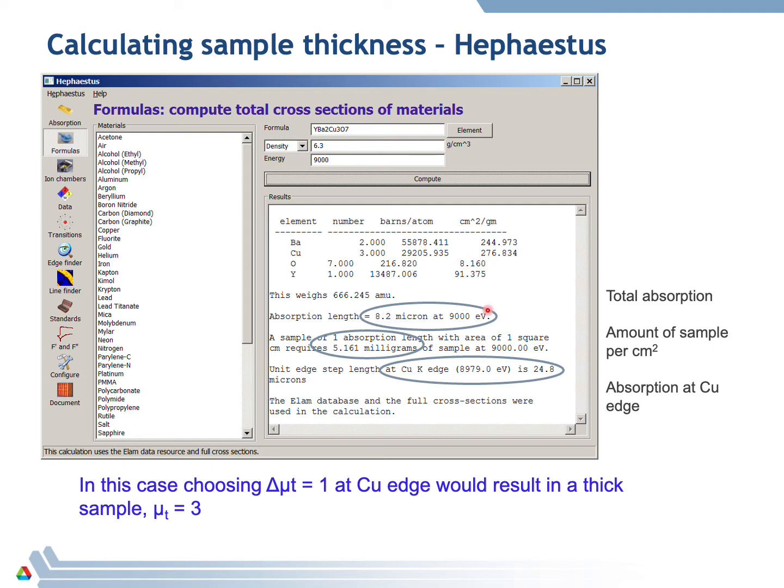But that's the total absorption. If we wanted one absorption length at the copper edge, we would need 24.8 microns of sample thickness, which actually might be a little too thick in terms of minimizing thickness effects, because that would mean the total absorption is going to be about 3 absorption lengths. The program also calculates the milligrams per square centimeter that you would need to get this absorption. So if you're making a sample, this is a very useful number to have. Then you know how much weight of sample per square centimeter you would need.